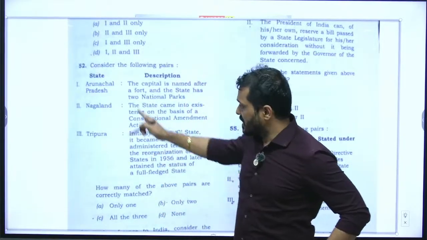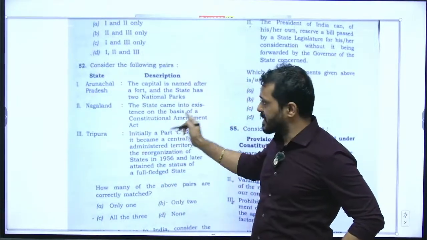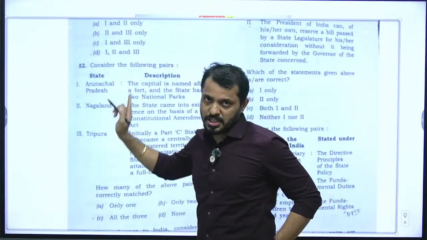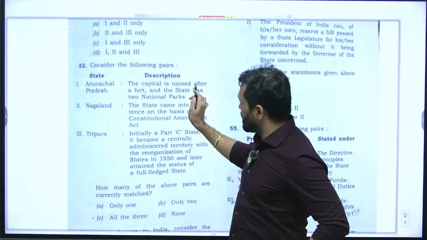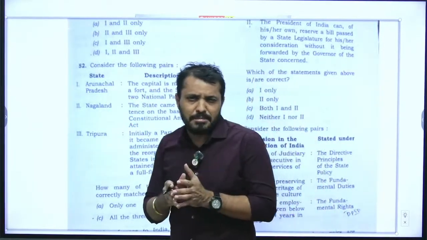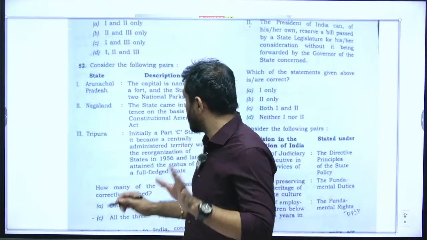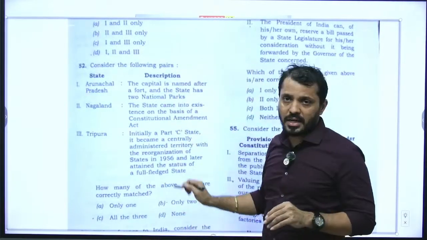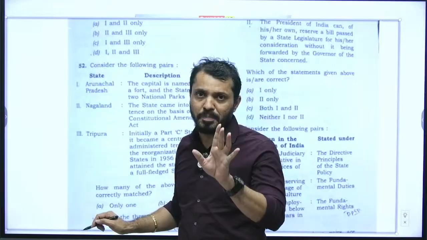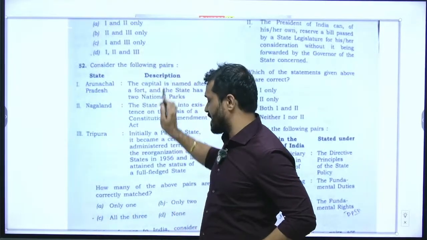In this question, they gave 3 states and they gave the descriptions. So first description, Arunachal Pradesh: the capital is named after a fort. Yes, Arunachal Pradesh's capital is named after a fort, right? It has 2 national parks, and 1 national park is Namdapa National Park. Okay, so this statement is right.